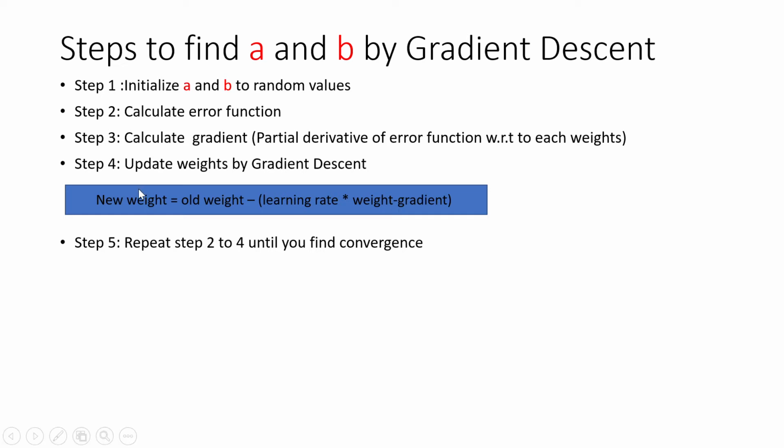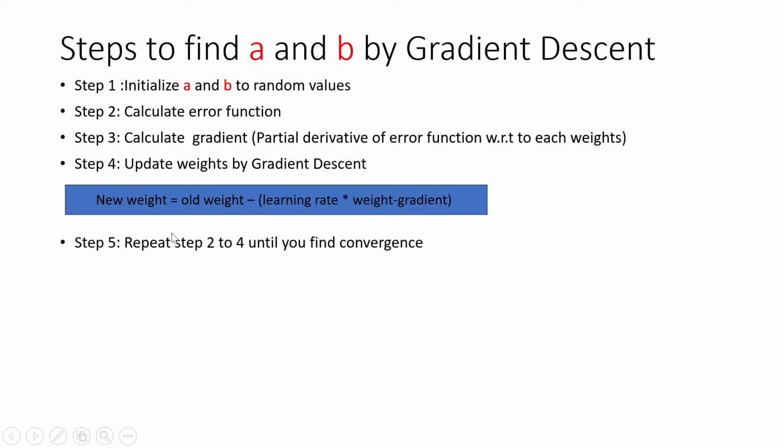And then step 4, this is the most important step: we'll update the weights by using gradient descent. The formula for updating the weight is: new weight is equal to old weight minus learning rate times weight gradient, where the weight gradient is the gradient that we'll calculate in step 3, and learning rate is our hyperparameter that we will choose.